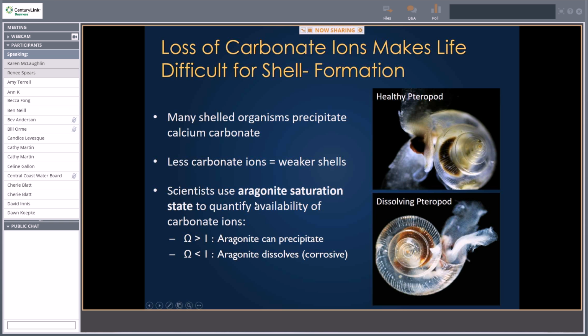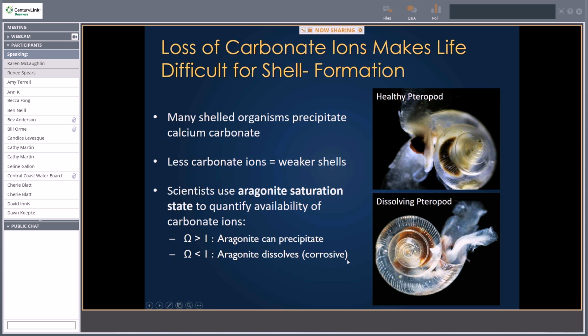So how is this effect measured? Scientists use a parameter called the aragonite saturation state. Aragonite is a polymorph of calcium carbonate. It's typically used by larval species in the early stages of development. So it's a sensitive indicator for the effect of lower carbonate concentration in waters. When aragonite saturation state is greater than 1, then aragonite can spontaneously precipitate from seawater. When it's less than 1, it spontaneously dissolves. And this is a condition that a lot of people refer to as being corrosive.